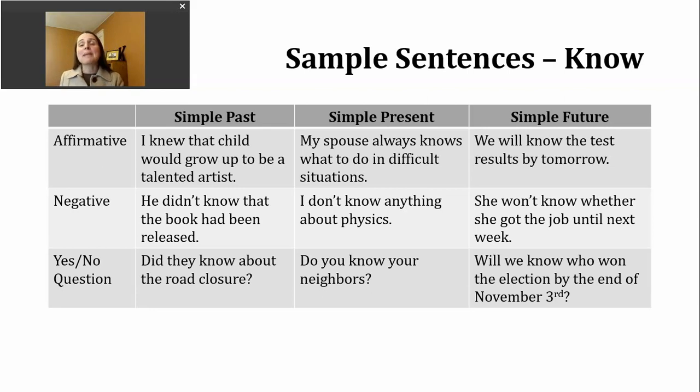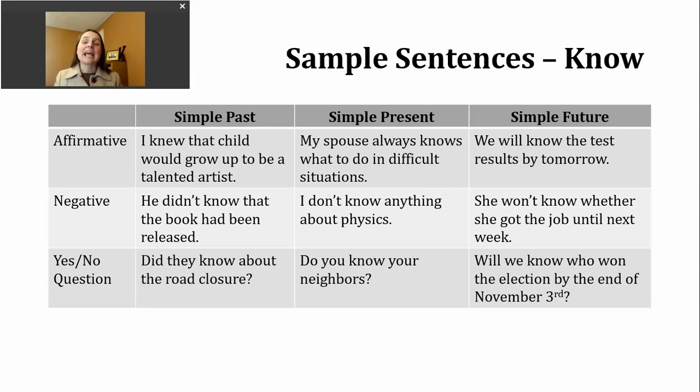Next, if we want to make a negative sentence in the simple future, you're going to see will not and the base verb. And you may hear native speakers use the contraction won't. Here's an example. She won't know whether she got the job until next week.